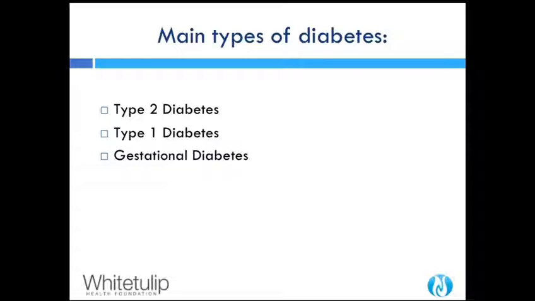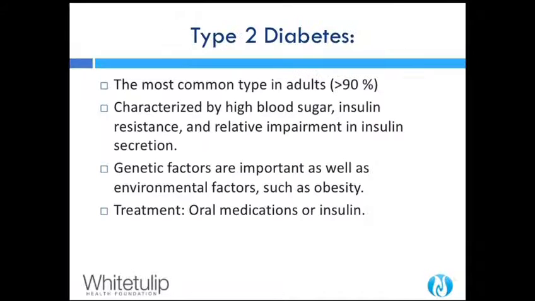There are many different types of diabetes, and we will focus on the most common forms here, including type 2 diabetes, type 1 diabetes, and gestational diabetes. Type 2 diabetes is the most common type of diabetes in adults, making up more than 90% of diagnoses. It is characterized by high blood sugar, insulin resistance, and relative impairment in insulin secretion. Genetic factors are important, as well as environmental factors such as obesity, as mentioned earlier.